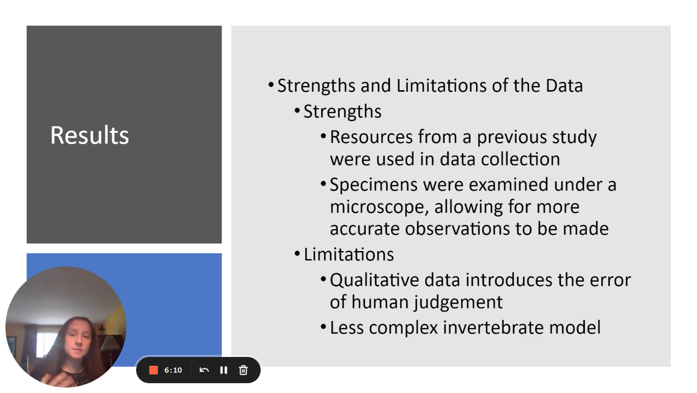Some strengths and limitations of my data. Some strengths include that resources from a previous study were used in data collection, that procedural diagram that I previously showed, and the specimens were examined under a microscope, allowing for more accurate classifications to be made. Some limitations include that qualitative data introduces the error of human judgment, and I used a less complex invertebrate model that is not as similar to mammals as, for example, mice.